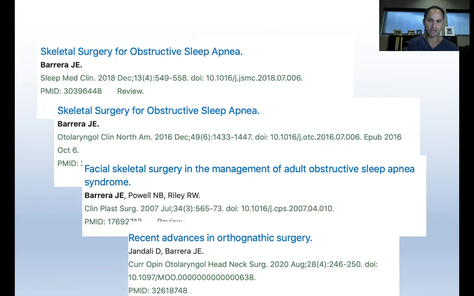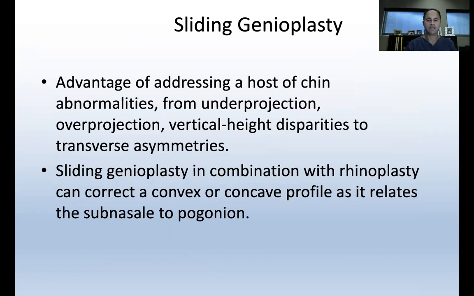Sliding genioplasty is advantageous in addressing not just anterior projection, but under projection, asymmetry, over projection, and vertical height disparities secondary to transverse asymmetries, which can be seen in the chin. Sliding genioplasty can be combined with rhinoplasty and maxillomandibular advancement and other surgeries at the same time in order to improve the subnasale to pogonion angulation, which I previously described.